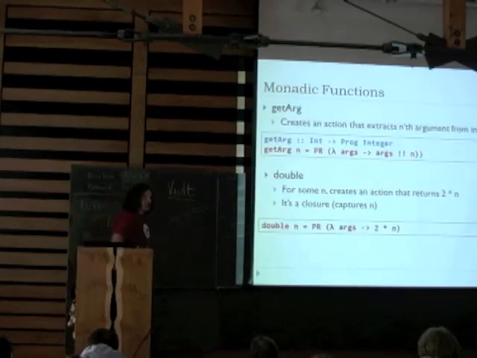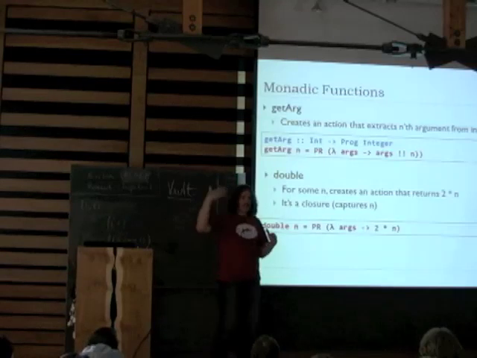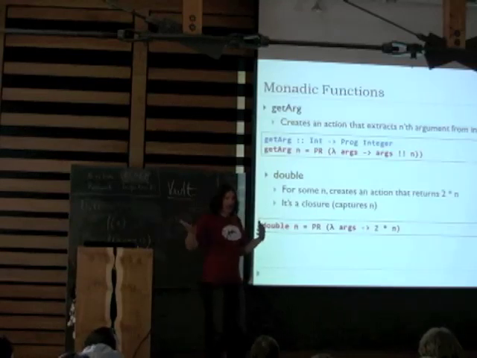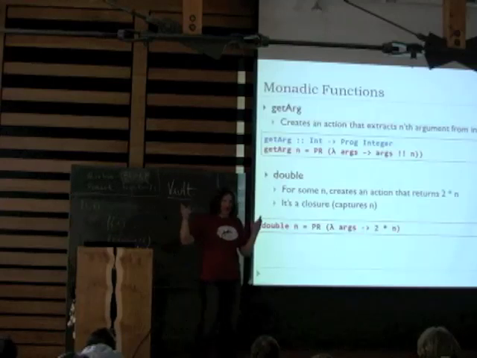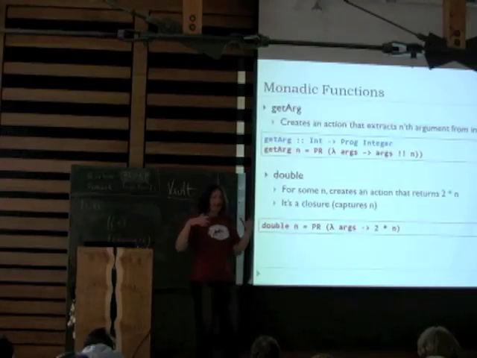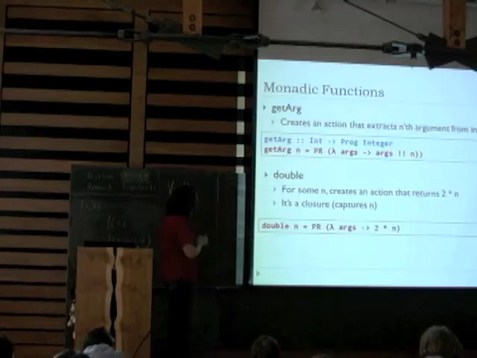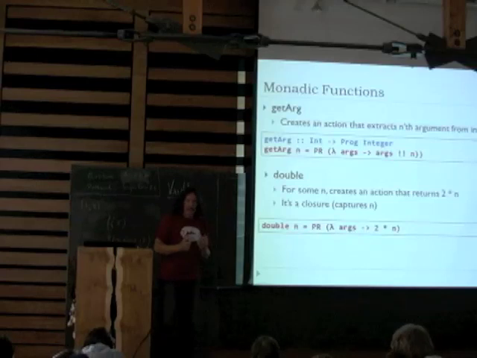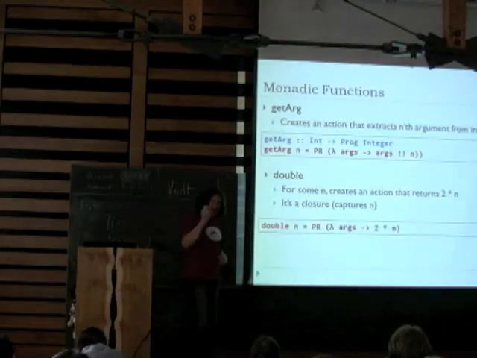Now, monadic functions are these functions that return this new enriched type. They correspond to some computations that used to return some type. Now, monadic actions actually instead return this enhanced type. So I have to give you examples. And the first example is very important.